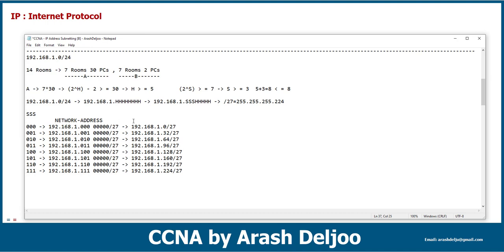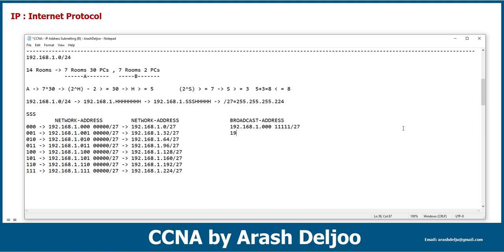Now we need to find the broadcast addresses. Let me write here the broadcast address. You know that for the broadcast address, we need to use all of the host bits as 1. If you want, you can write first in the binary format. After that you can convert them to decimal. The first broadcast address is 192.168.1.000 then 11111, which is 31/27.